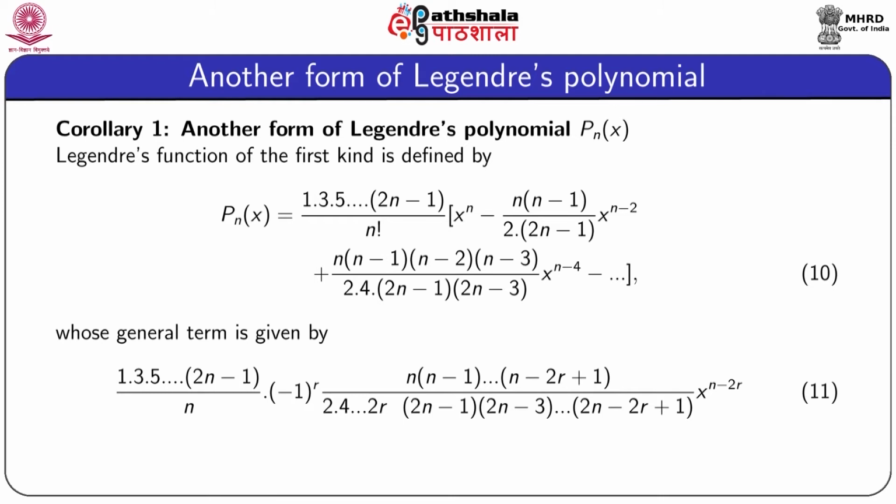In the denominator, you see 2.4 in the third term of expression number 12. If you generalize that to the rth term, since all are even numbers, it is 2.4 dot dot dot 2r. Similarly, for the next part, 2n minus 1 into 2n minus 3, if you generalize that, you will get 2n minus 1, 2n minus 3 dot dot dot 2n minus 2r plus 1. And the expression x to the power n minus 4 will give you x to the power n minus 2r.